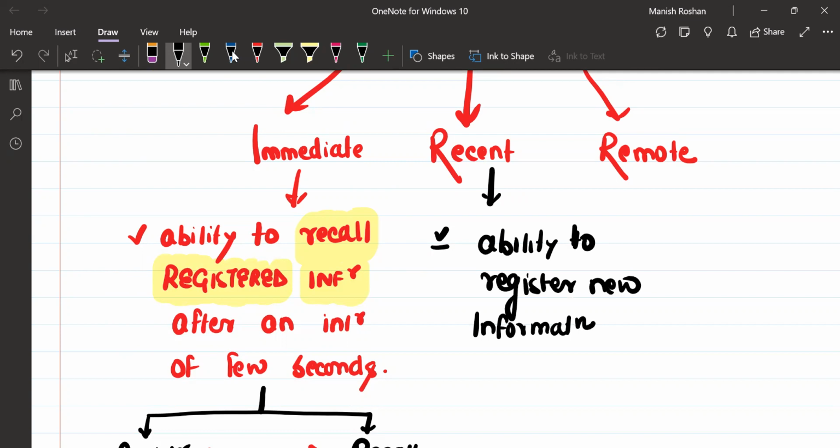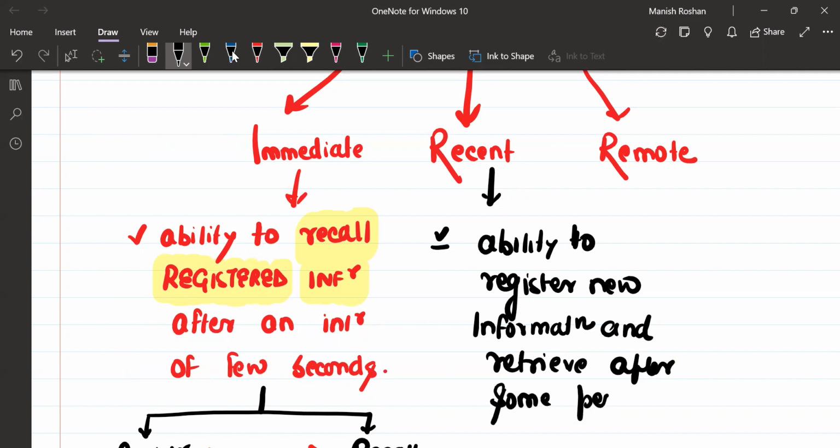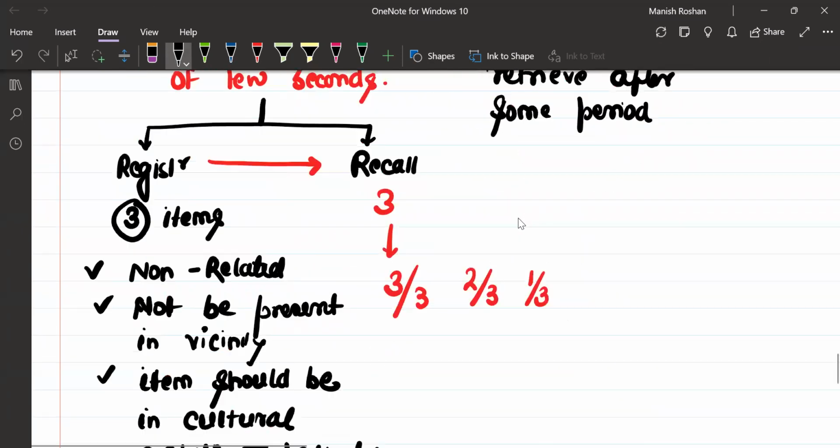See the difference. It is not the registered information or recall part. This is just the ability to register the new information and retrieve after some period. It can be day, month, or hours. Usually we take it for hour.